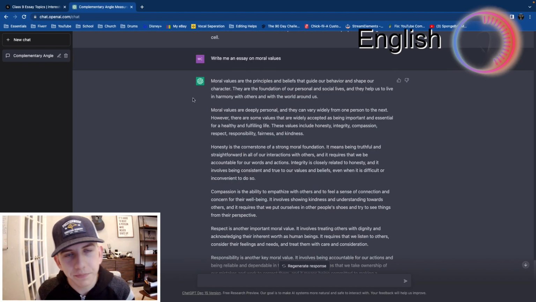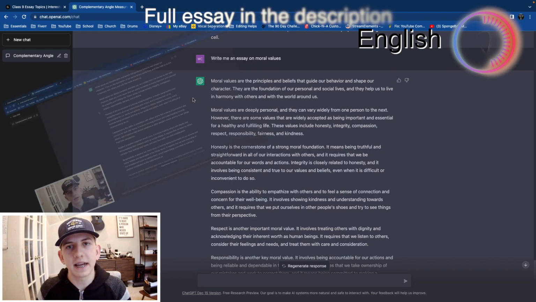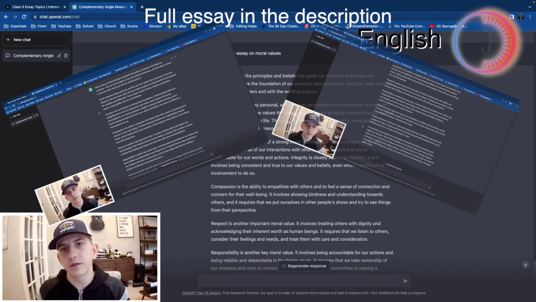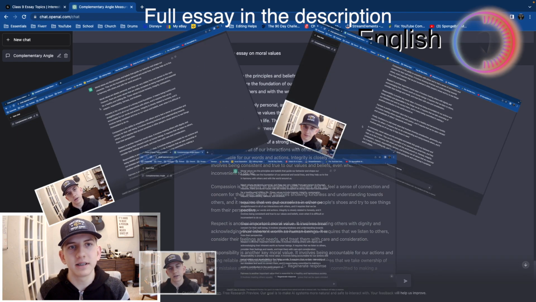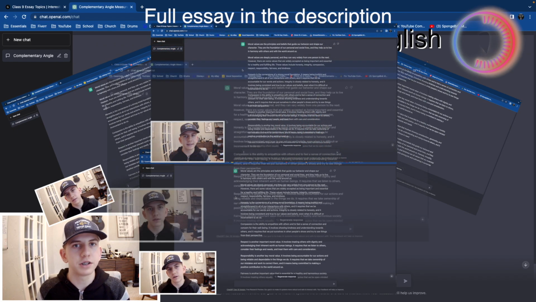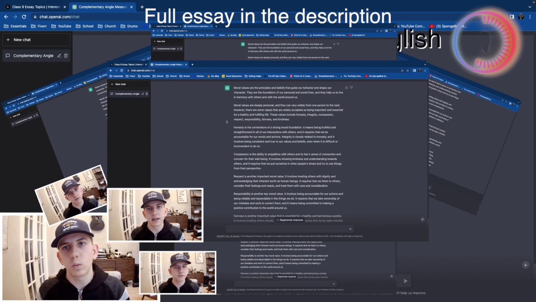It says moral values are the principles and beliefs that guide. There are some values that are widely accepted. There are foundational values.